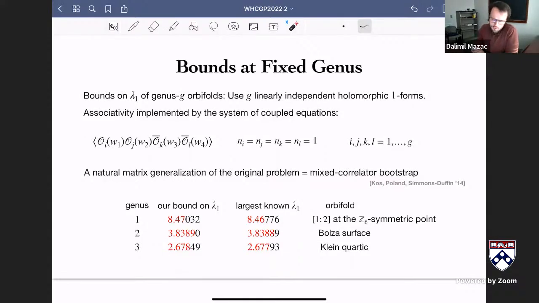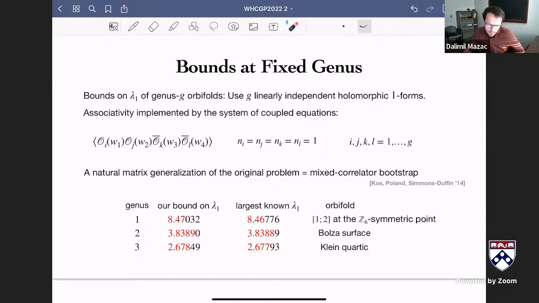and which has been studied quite intensely in the bootstrap literature under the name mixed correlator bootstrap, in the context of the 3D Ising model, for example. So basically, most of the work has already been done by these people. We just had to adapt it to the present setting, and then we got these bounds at genus 1, genus 2, and genus 3. And I already showed you that at genus 2, it's nearly saturated by the Bolza surface, and genus 3 by the Klein quartic.